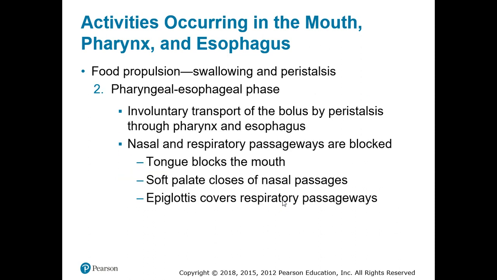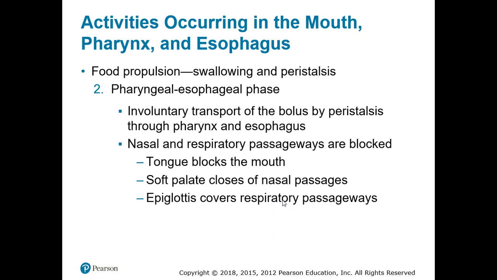and then that bolus is going to go into your pharynx with the help of the tongue. The second phase of this is your pharyngeal esophageal phase. This is involuntary, so once you actually swallow it, the movement through the esophagus is going to be involuntary. Smooth muscles take over. And again, it does this through the process called peristalsis.